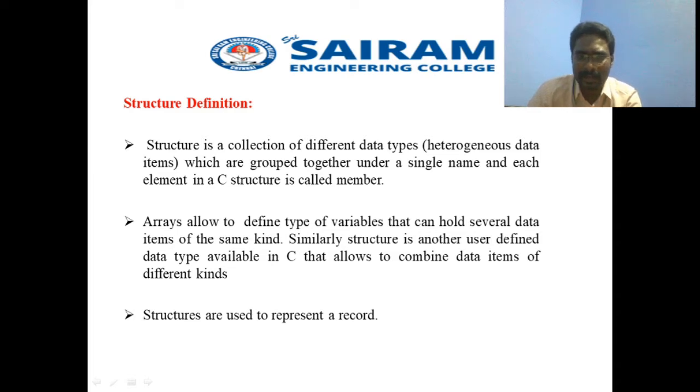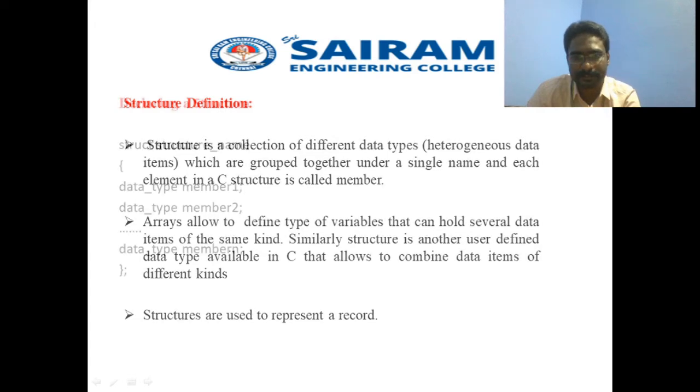And then you know about the concept of an array. An array is used to store similar kinds of data types under a common name. Similar to that, a structure is used to store different data types. Here we create an object for a structure, and with that object we access all the structure variables. So in short, we can say that structures are used to represent a record.